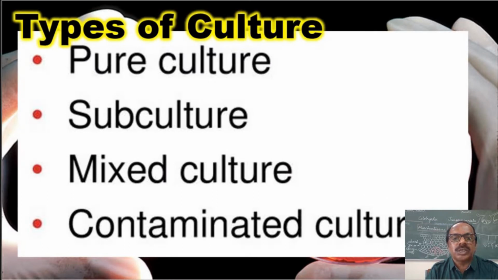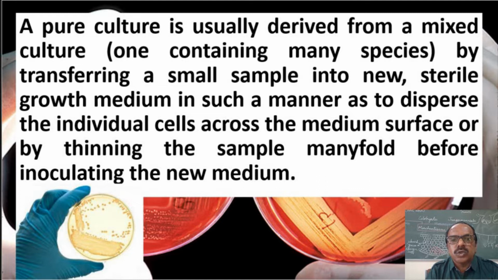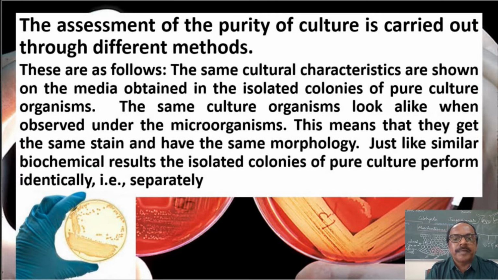There are different types of cultures. Basically we have pure culture, subculture, mixed culture and contaminated culture. A pure culture is a laboratory culture that contains just one species of organism, and microbes are usually found in mixed cultures. In pure culture, only one particular organism is growing, and this was developed by Joseph Lister in 1878 by serial dilution. A pure culture is usually derived from a mixed culture by transferring a small sample into a sterile growth medium. And there are different methods of assessing the purity of the pure culture.